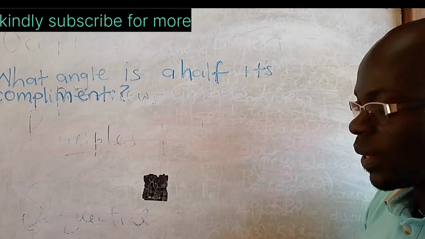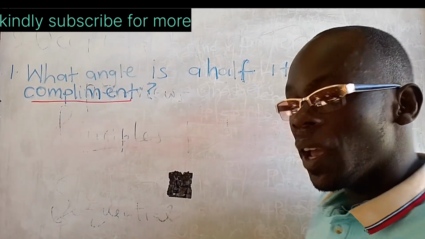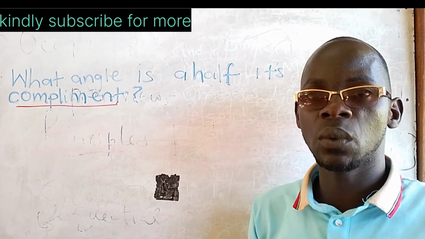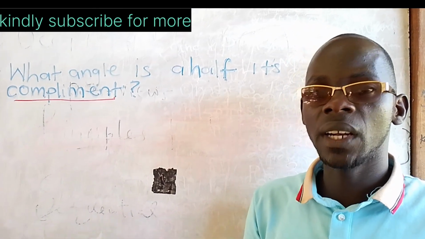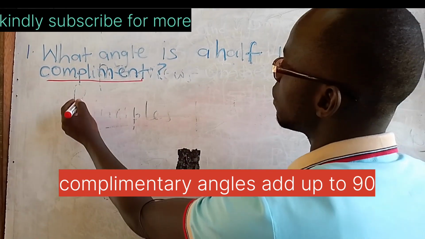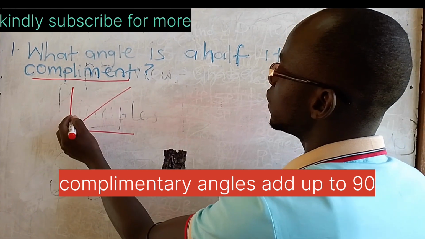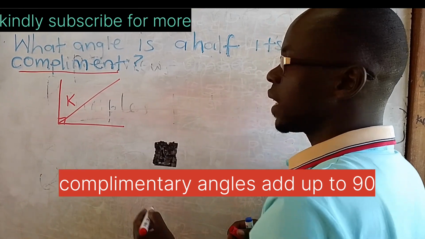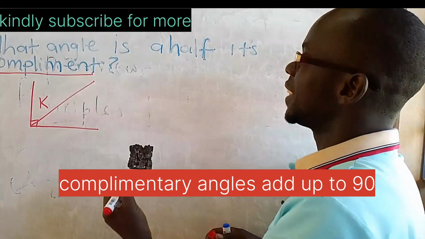Now, the first thing we have to understand is what complementary angles are. We are aware that complementary angles are strictly two angles that sum up to 90 degrees. Now, this is how they could be. For example, if this is a right angle and the angle is represented by any letter, it can be letter K, letter P, letter L, another letter.